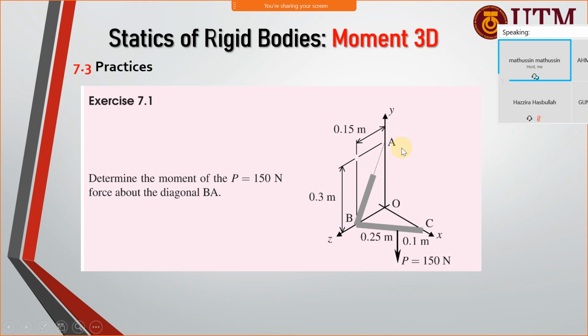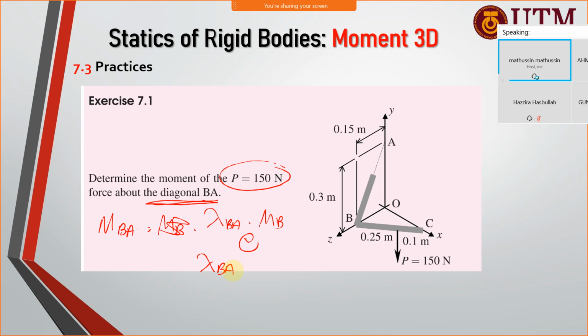Alright, so kita tengok this exercise. Determine the moment of the P 150 Newton force about the diagonal BA. So if you talking about diagonal BA, maksudnya kita boleh dapatkan dia punya moment about axis, which is kita boleh guna moment about point sama ada nak ambil point A ataupun point B, which point yang lagi senang. Alright, so maksudnya equation kita akan dapat M_BA sama dengan M_B dot with lambda BA, B to A, ataupun boleh juga guna lambda BA dot with M_A.